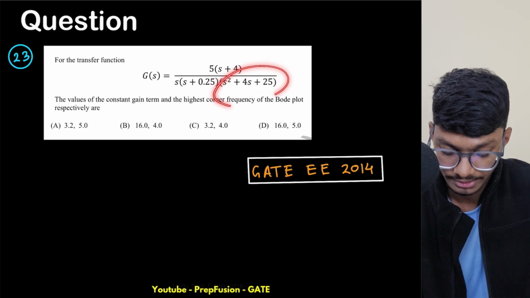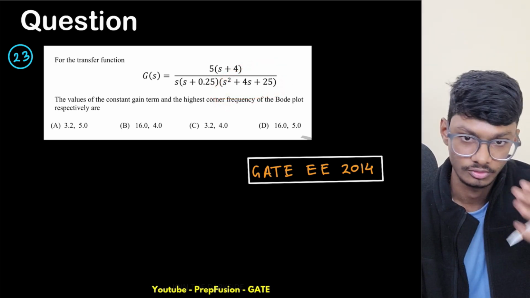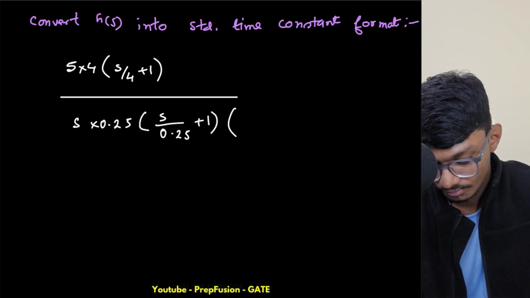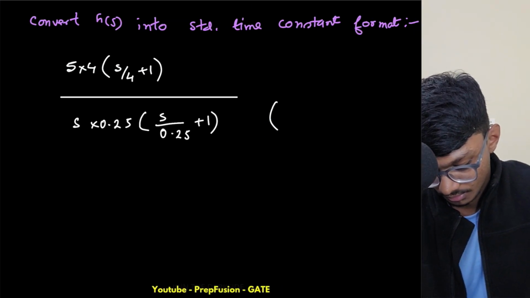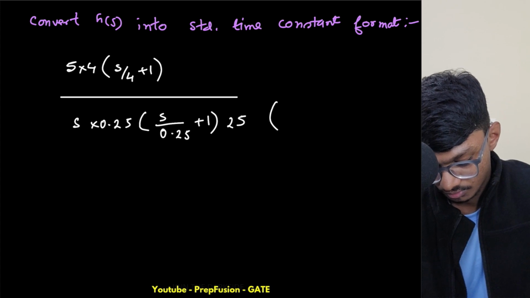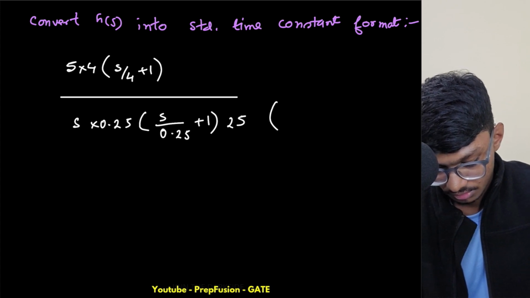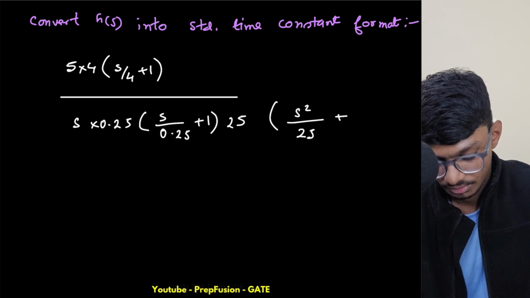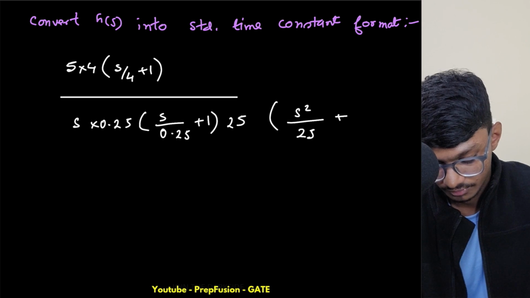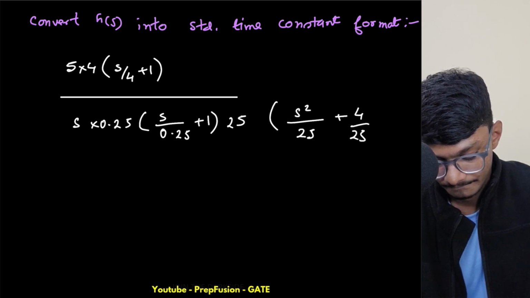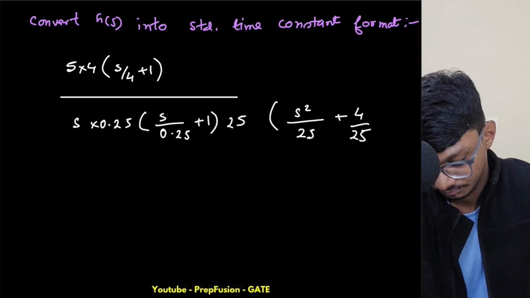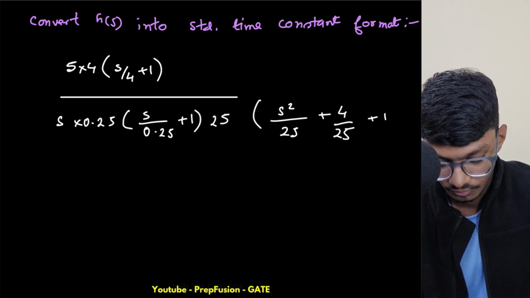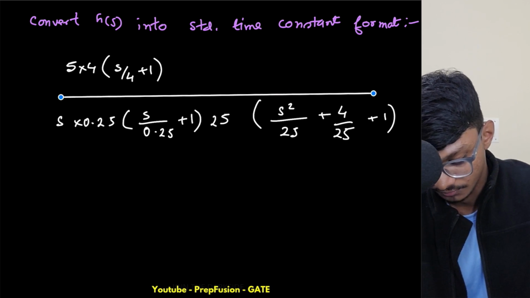Now what do we do? Here we take omega n square common. If you remember, we normally say omega n square. So we'll take common as omega n square, 25 common, and this will be s square divided by 25 plus 4s by 25, and this will be 1. Okay, this is how we convert it, if you remember correctly.